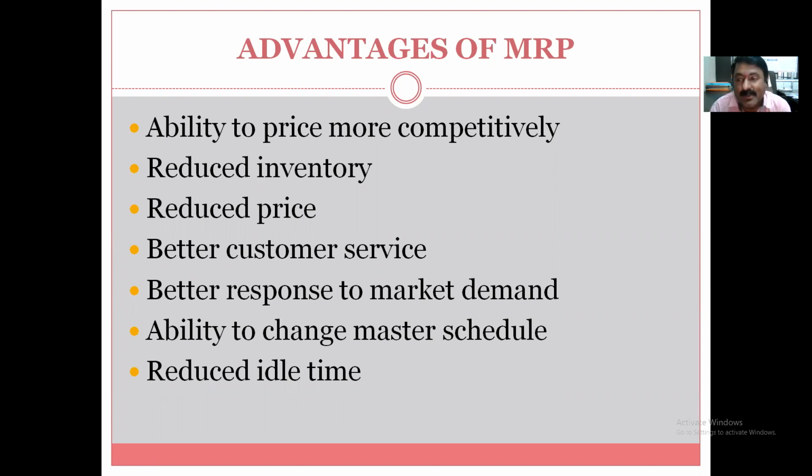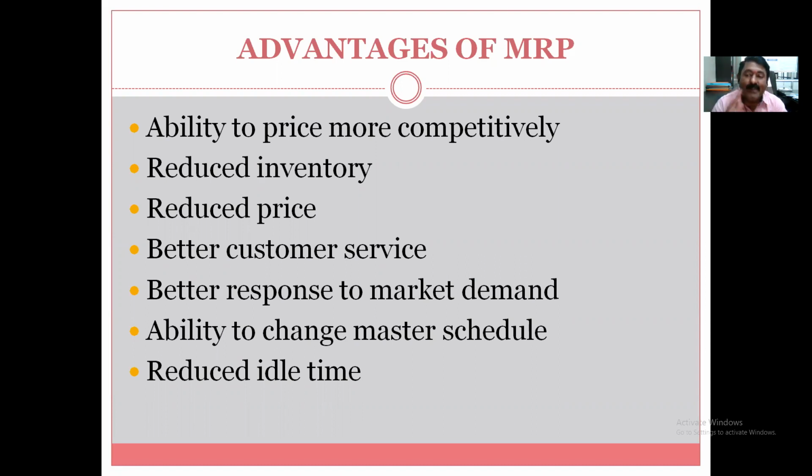Better customer service. If the customer is demanding 1000 products that require this material, and we have a good MRP, we will meet the customer's demand as per the spare parts required, and good service is there. Better response to market demand, not required to explain. We have discussed this with 50 products and 1000 products. So if any firm has a good MRP system, then whatever the fluctuation in the market demand, it can be coped with or tackled.